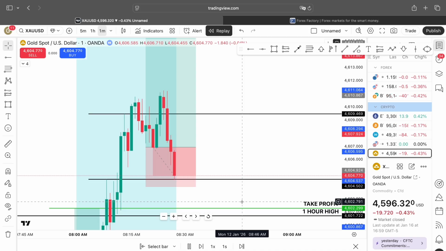So boom, it just touched the line. Let it close above. Boom, let it do its thing. We're looking for a bullish candle to close. When we get a bullish candle, then we could hop in for our third entry, if you will.